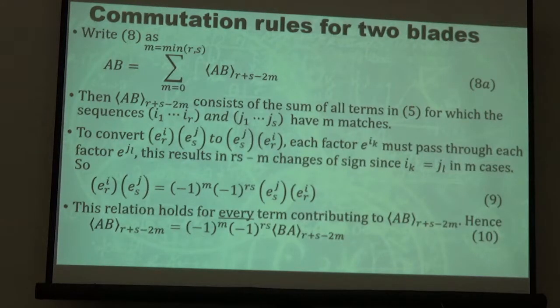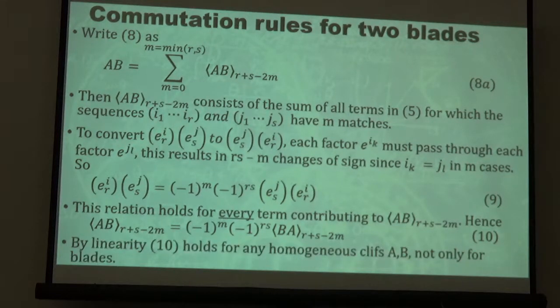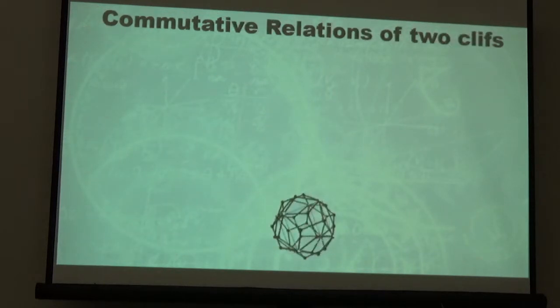So the relation holds for every term contributing. Here we have this relation holds for every term contributing AB, where the grade is r plus s minus 2n, and here is the rest of the formula. By linearity, (10) holds, meaning this formula holds for any homogeneous cliff AB, not only for blades. So this holds for all homogeneous cliffs.